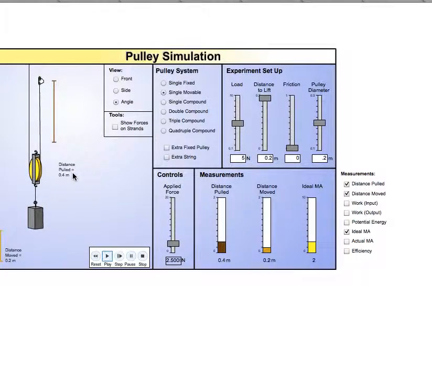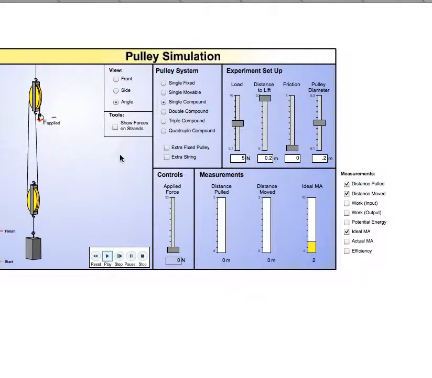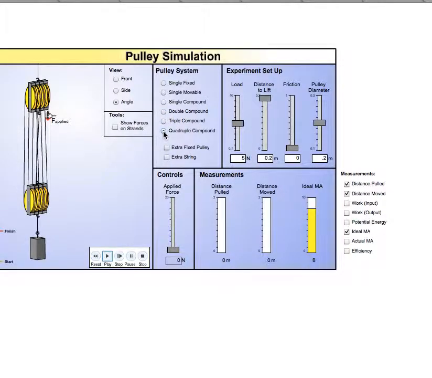Let's look at it the other way, the input distance and output distance. The input distance, the distance I had to pull, was 0.4 meters. The output distance, how far it was moved, was 0.2. Divide the two of those and you get a mechanical advantage of 2. Okay, so we should be seeing something here. Now, as we move through it, you want to take a look at what the ideal mechanical advantage is related to in the setup. And I kind of pointed it out already when I said something about the strings.